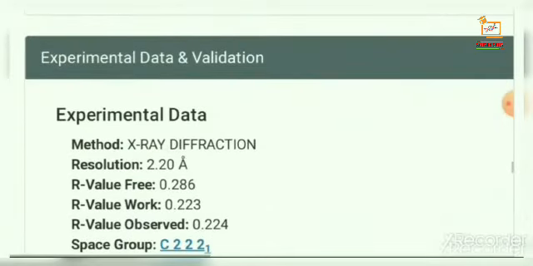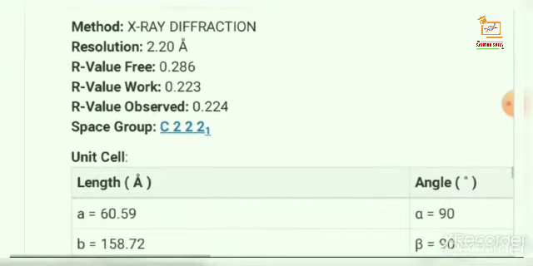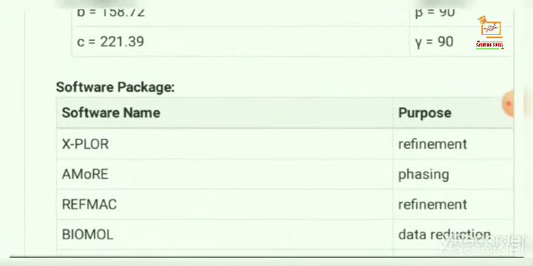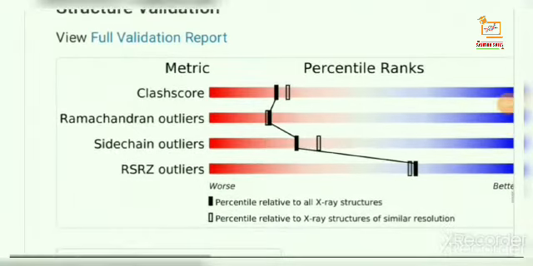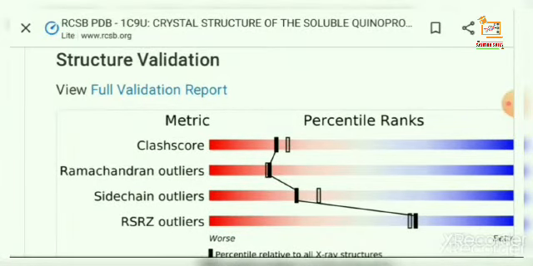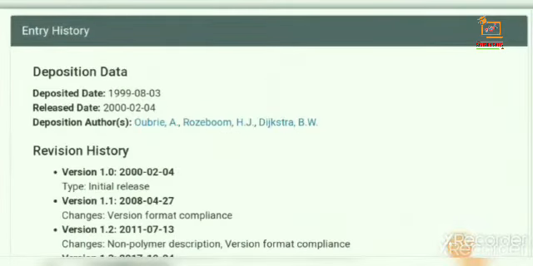You can see here experimental data and validation. Then comes the experimental data and validation, displayed containing information like resolution, R value and length and software package. You can see structure validation. The 3D view provides a well-represented structure view for the interpretation of the structure with respect to the sequence, removing multiple things in the structure. You can see in here the entry history.